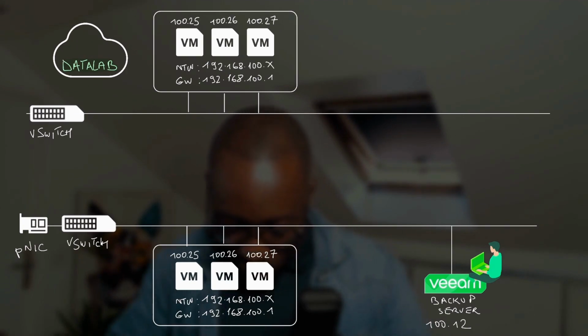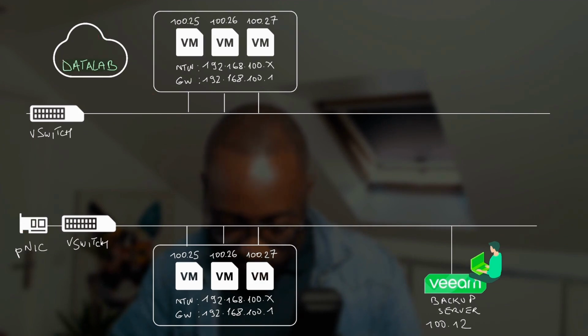So what do we have? Here we find the backup server. Here we find our application, with a network, a gateway 101, and the IP addresses of each machine. So this is the production. All of this is connected to a virtual switch. The virtual switch is linked to a physical network interface to access the rest of the environment, the rest of the network above.